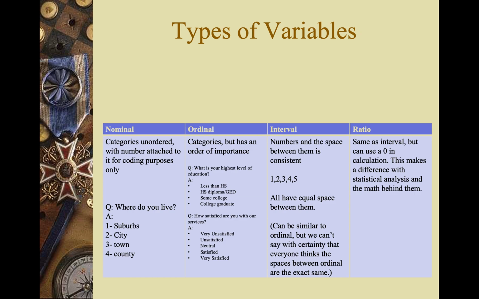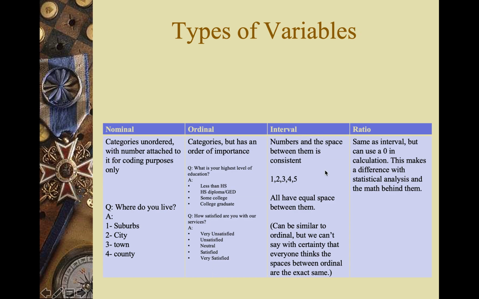And then an interval type variable can be similar to ordinal, but the space between them is consistent. So for example, on the second ordinal example right here, when we asked how satisfied are you with your services, let's say we had put this as 1, 2, 3, 4, 5. Instead of naming it very unsatisfied, neutral, satisfied, and very satisfied, if we had put 1, 2, 3, 4, 5 instead, that would have become an interval variable.